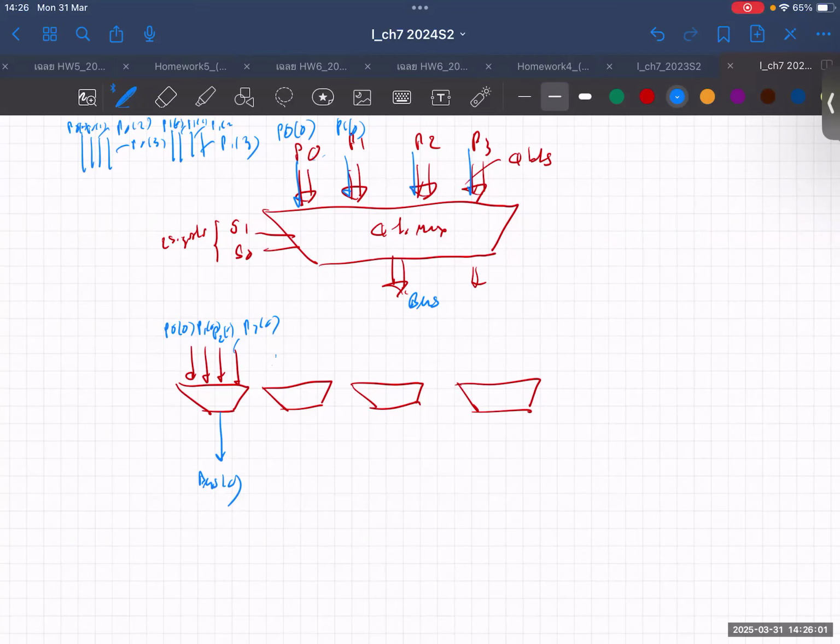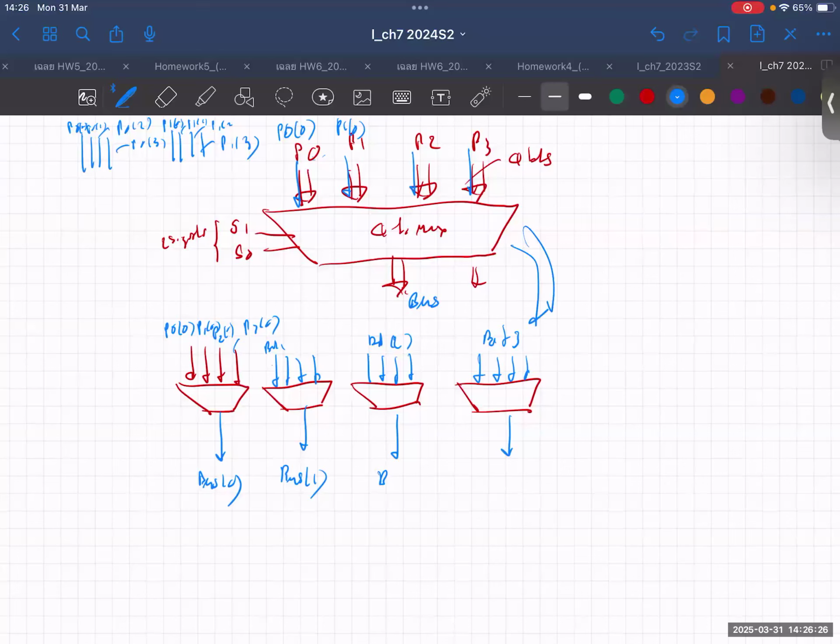Okay, and then bit 1, this bit 1, then go out to bus bit 1. Okay, and same here, that's bit 2 of every, bit 3 of every, and then come out. So that's the meaning of this, the shorthand of this. Because if you write out the detail, it's going to look like this and it will be quite messy.